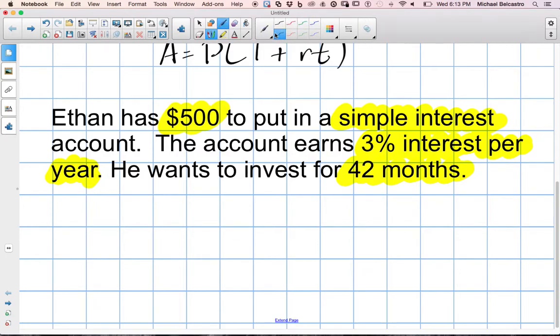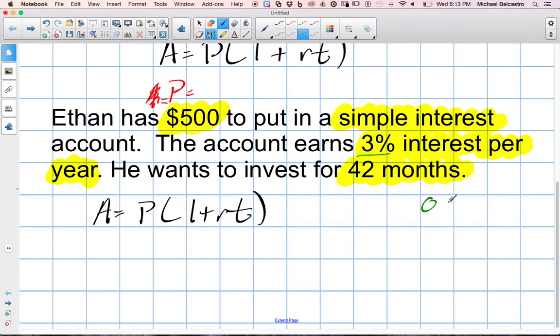Okay, so let's rewrite this formula here. A is equal to P(1 + RT). The principal is what he originally starts with. So what does he originally have in this question? 500. Yeah, so 500 is going to be our P value. That's what he starts with. What is going to be the interest rate? 0.03. Yeah, that's right. We turn that into a decimal, so you get 0.03, and that is per year, which is important for what we're about to do.